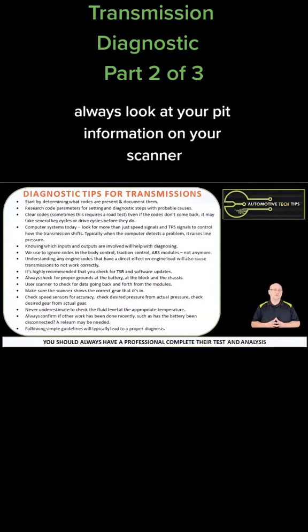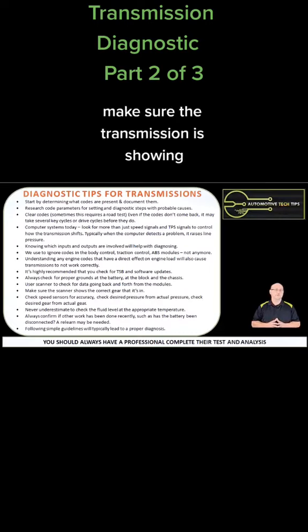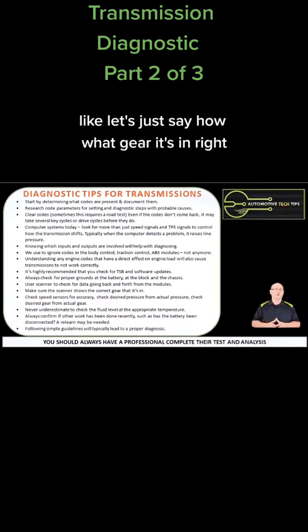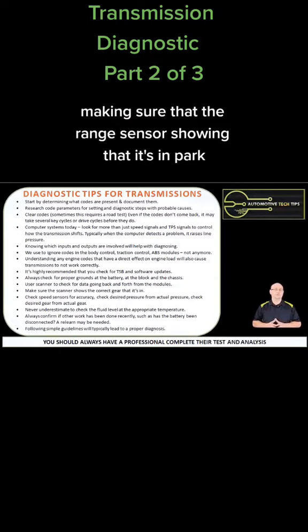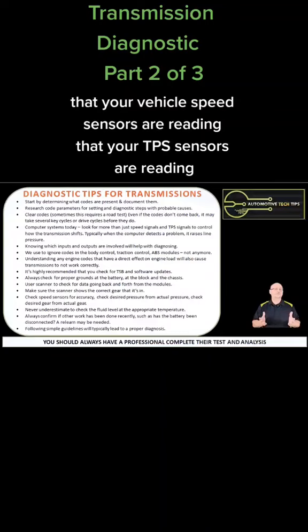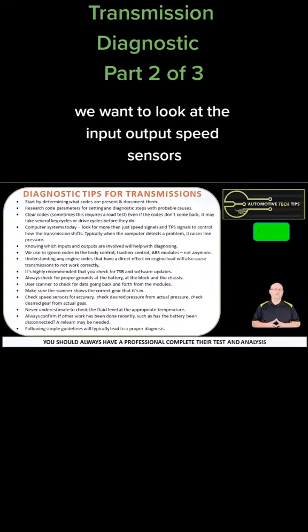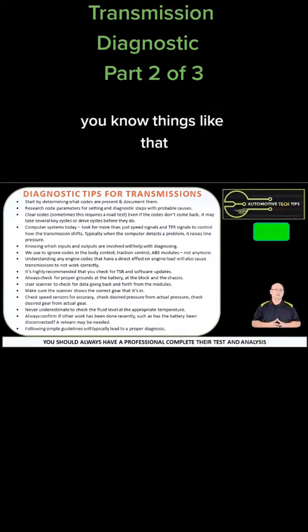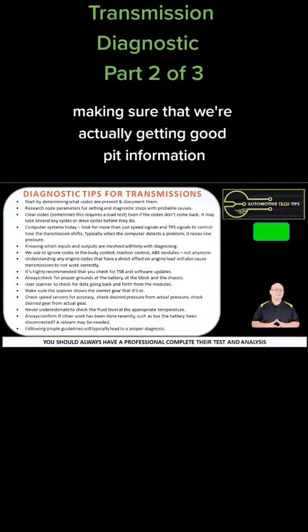Always look at your PID information on your scanner. Make sure that the transmission is showing, let's just say, what gear it's in, right? Making sure that the range sensor is showing that it's in park, reverse, neutral, and drive, that your vehicle speed sensors are reading, that your TPS sensors are reading, things like that. We want to look at the input and output speed sensors, things like that, making sure that we're actually getting good PID information.